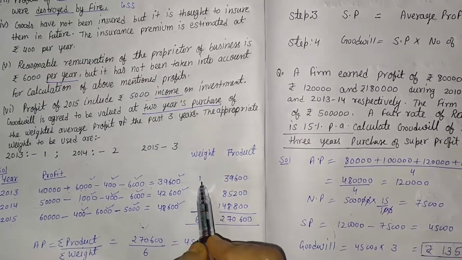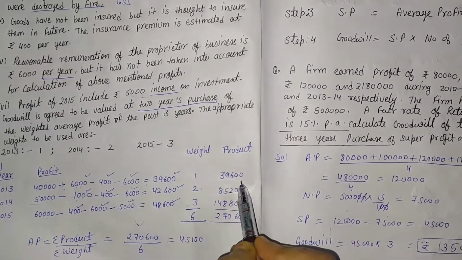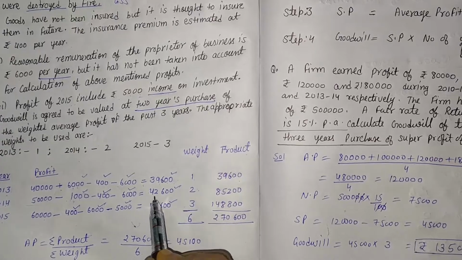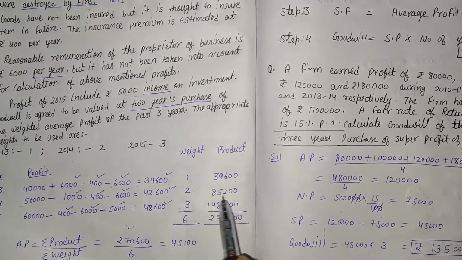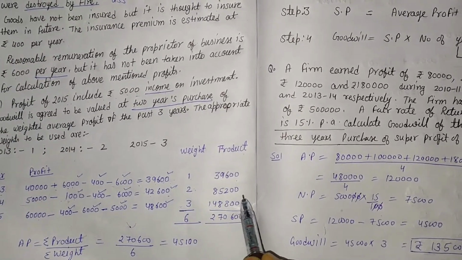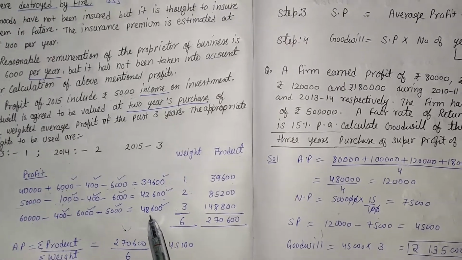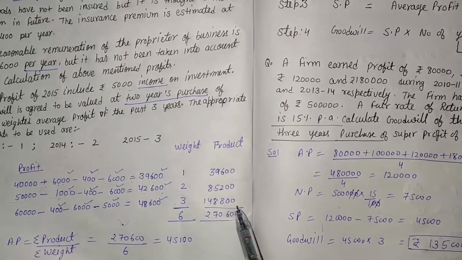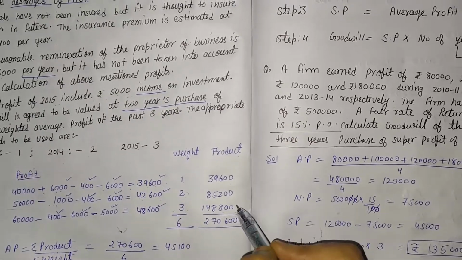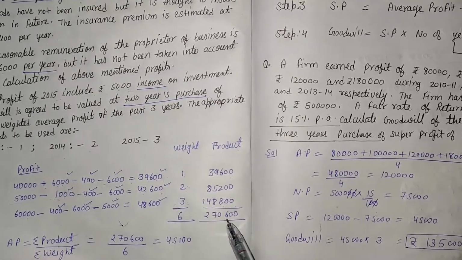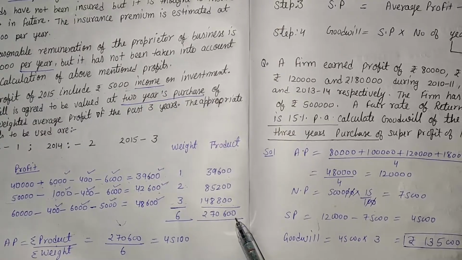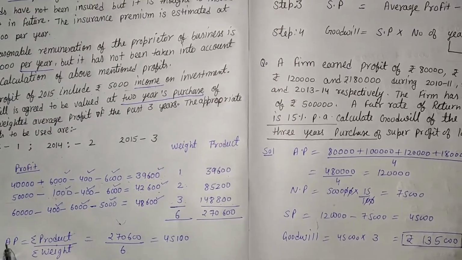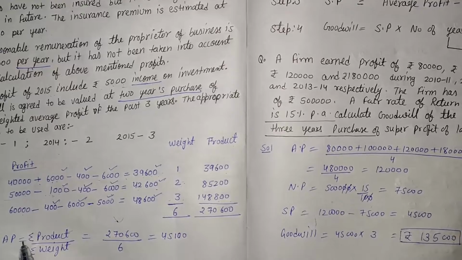39,600 multiply 1, we are getting 39,600. Second one, 42,600 multiply 2, we are getting 85,200. Third one is 48,600 multiply 3, we are getting 1,48,800. After the total of this, we are getting 2,70,600. Here, first of all, we will have to calculate average profit.